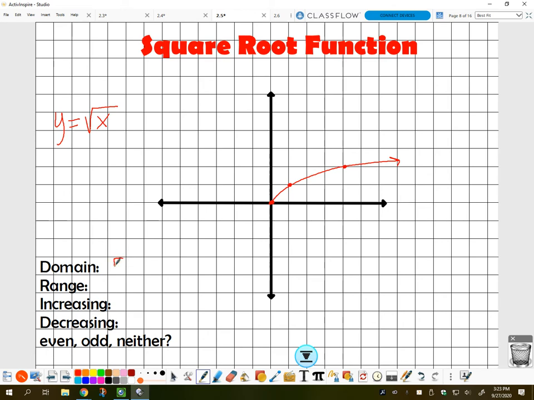All right, so this has a domain of 0 to infinity, a range of 0 to infinity. It is increasing from 0 to infinity. It does not decrease, and it's not even or odd. It is neither, because these points are all in the same quadrant. Odd would have to have points down here, even would have to have something over here, and we don't have that.